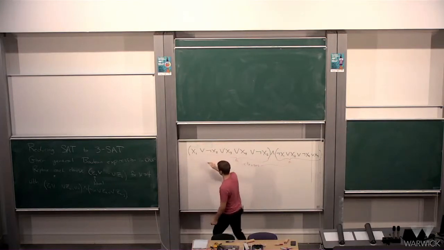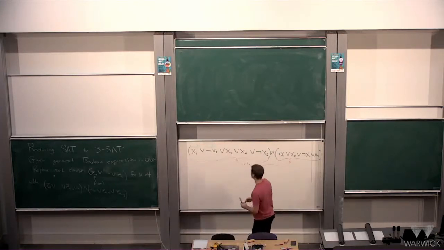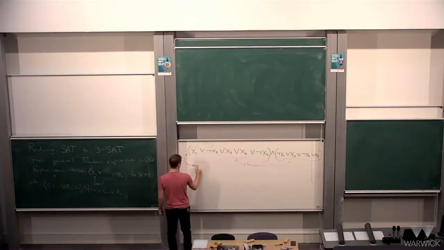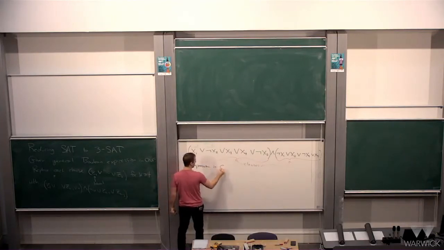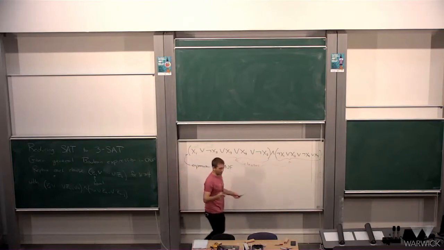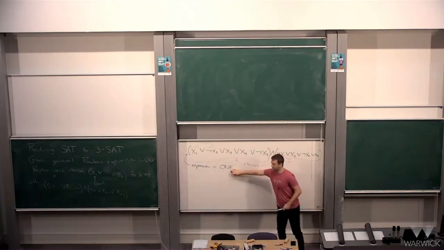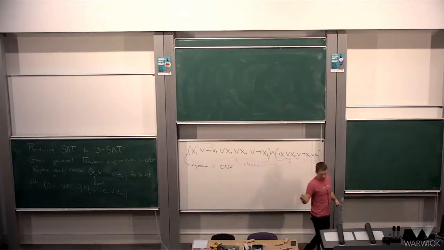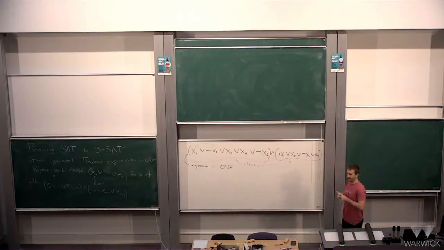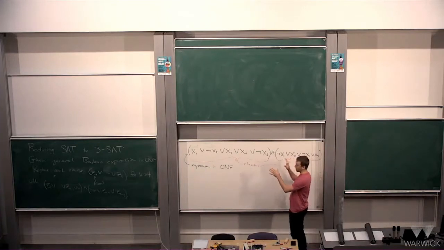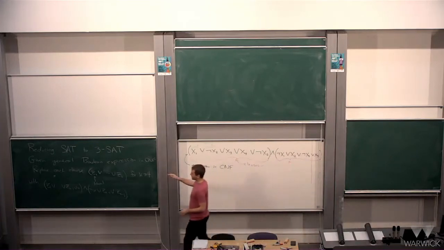So this is an example of an expression in CNF. I'm not going to write conjunctive normal form every time, so CNF means conjunctive normal form. It's a really long thing to say, unfortunately. So you're given a general one of these, and you want to transform it into an instance of 3-SAT.